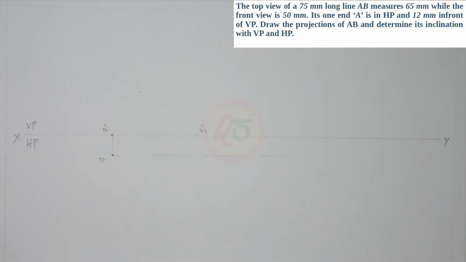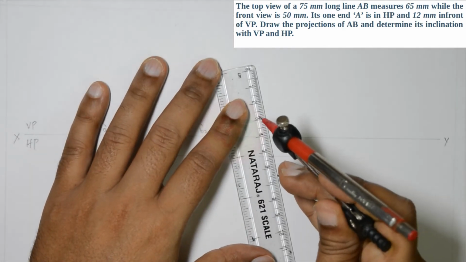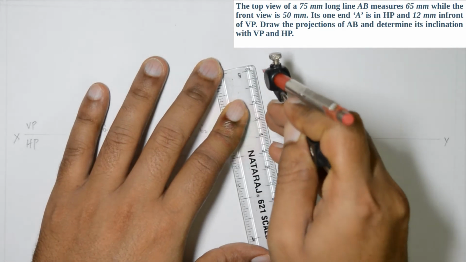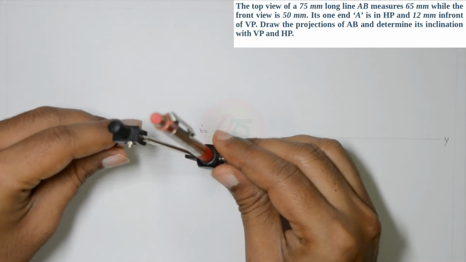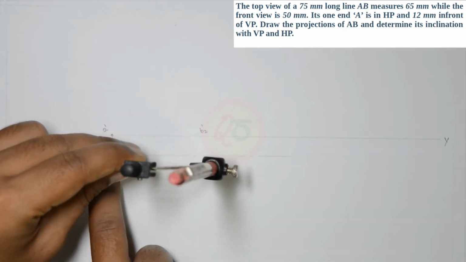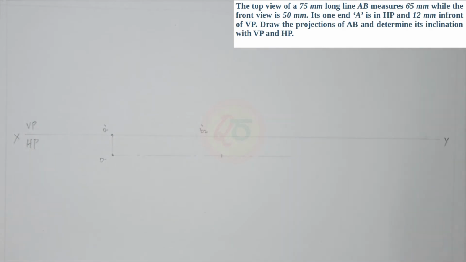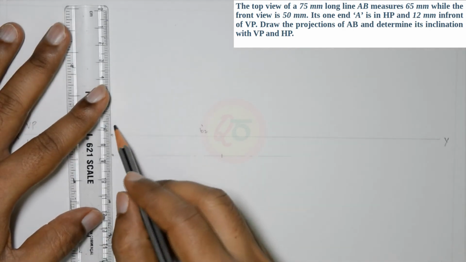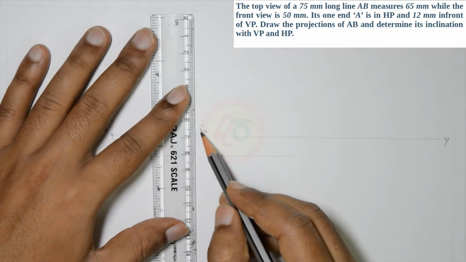In the top view, it measures 65. So, measure 65 and mark it on. The top view gets projected on HP. So, on HP, we have A. On the locus of A, cut an arc. So, this is 65. You can name it if you want to. So, this is 50. Use a 2H pencil.